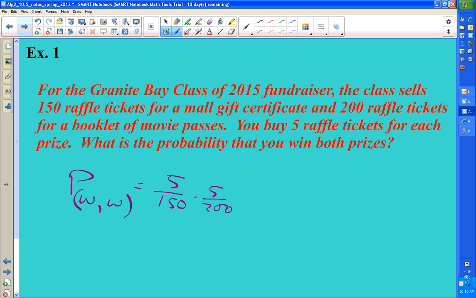You're going to multiply those independent probabilities together. You can reduce first if you want. You can multiply, then reduce. Doesn't really matter to me. 5 out of 150 is 1 in 30. 5 out of 200 is 1 in 40. And you end up with 1 in 1,200.